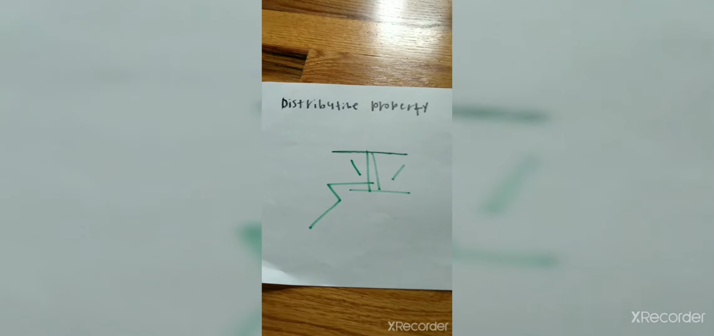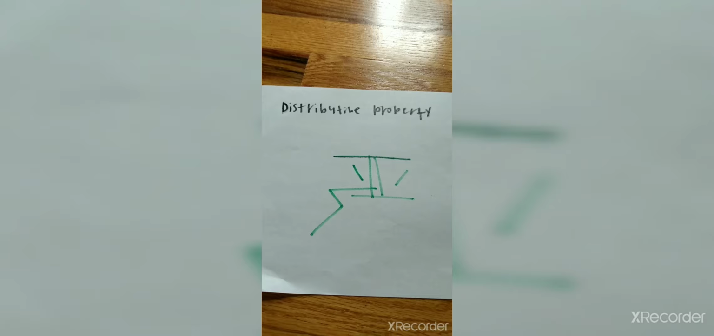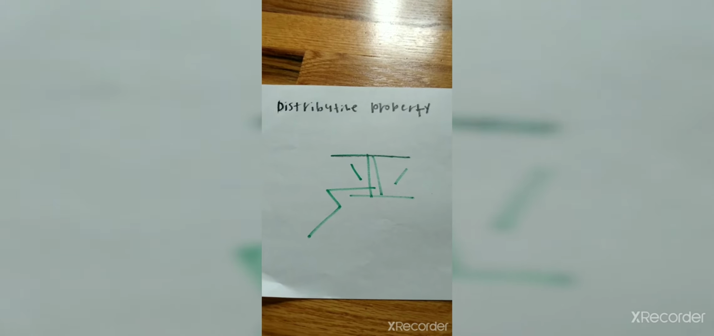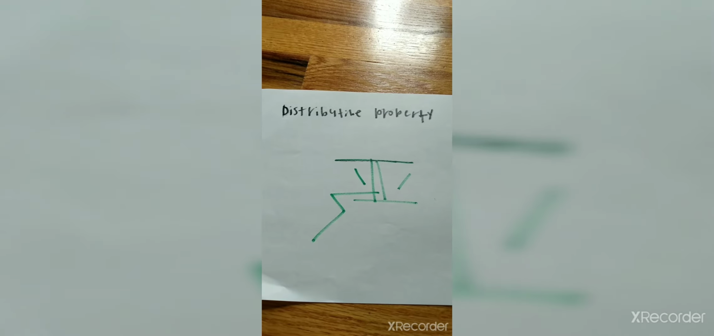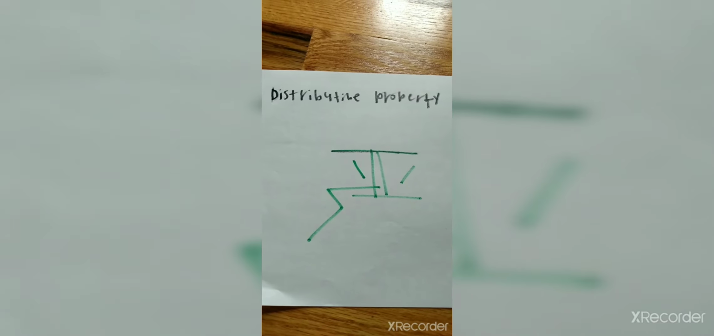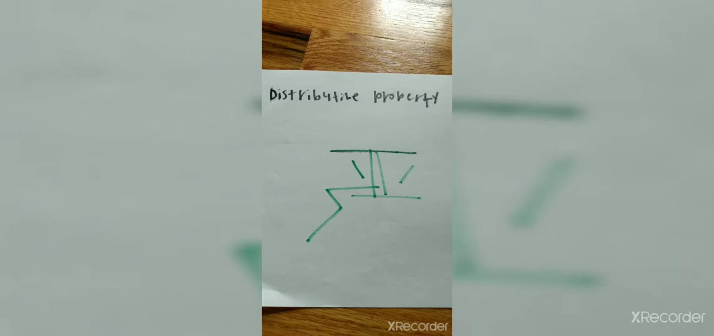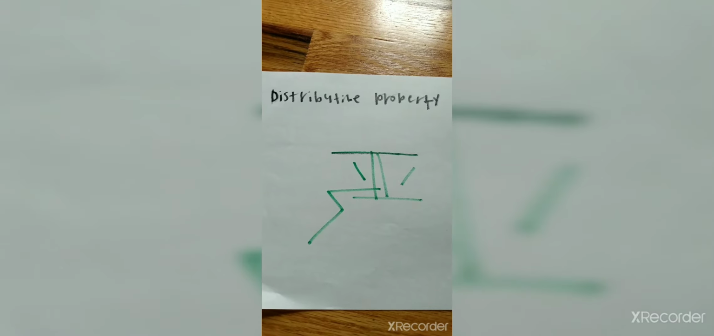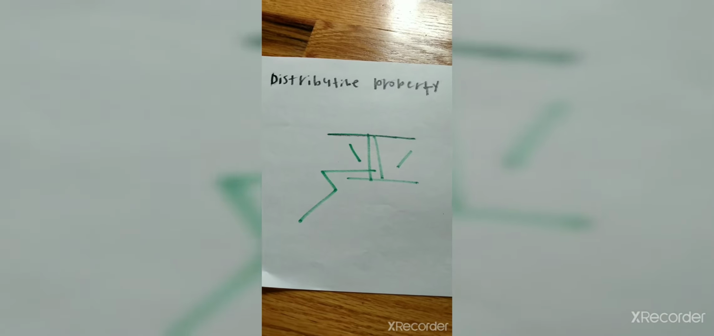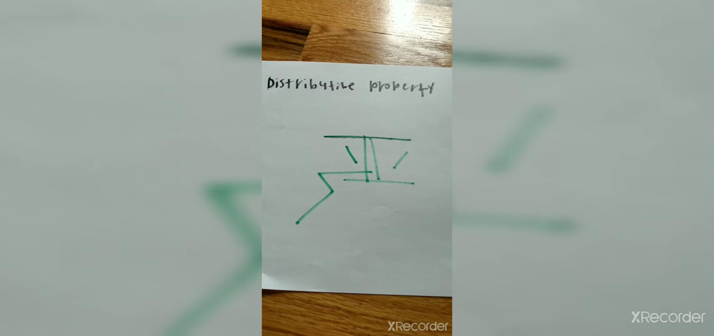Hey, Topping Analyze Math and History, and we're going to be reviewing the distributive property. In this video, we will be learning how to multiply more than one number at the same time and simplify an expression by doing so.